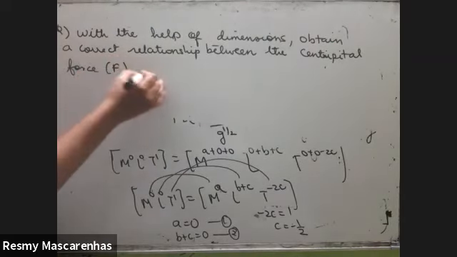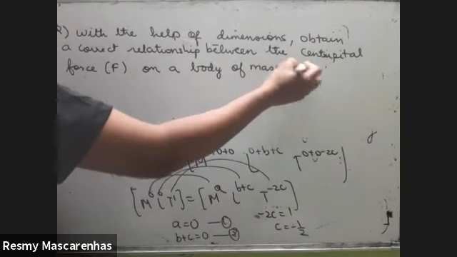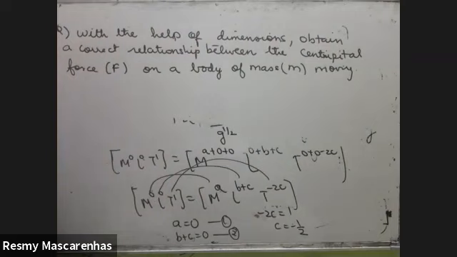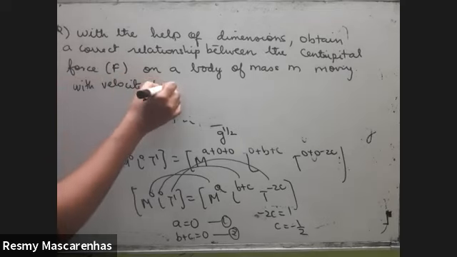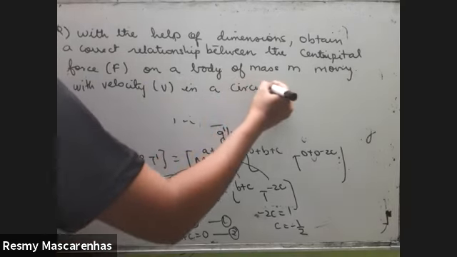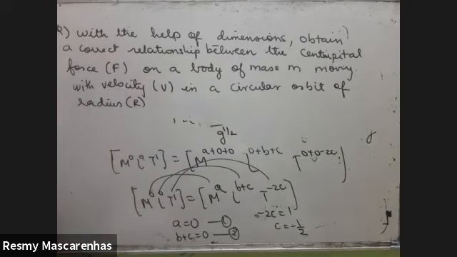F. They will give you the letters, on a body of mass m moving with velocity v in a circular orbit of radius r. Here the m is there.